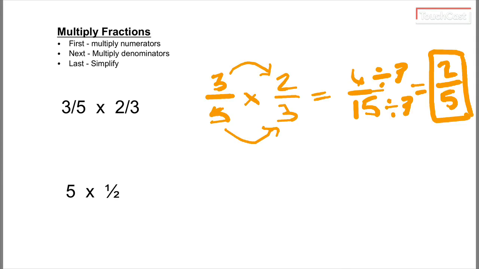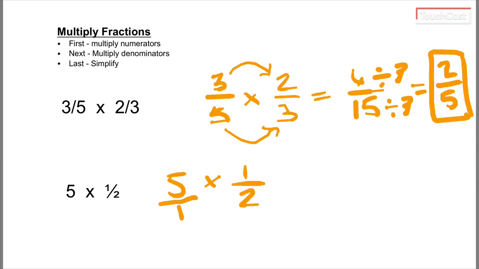Our next example involves multiplying a fraction by a whole number. So we have 5 times 1/2. Anytime we have a whole number and we're multiplying it by a fraction, we can simply make that whole number into a fraction by adding the fraction line and placing a 1 underneath. That works for any whole number. Now we can multiply it just like we did before.